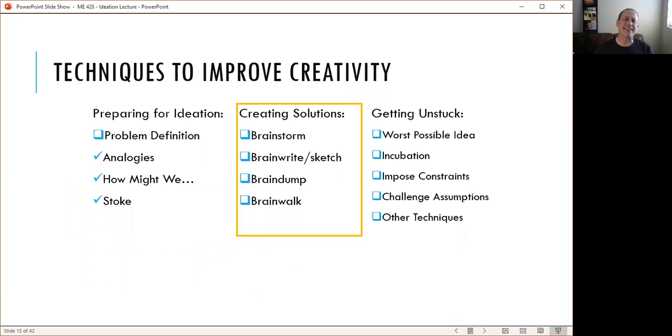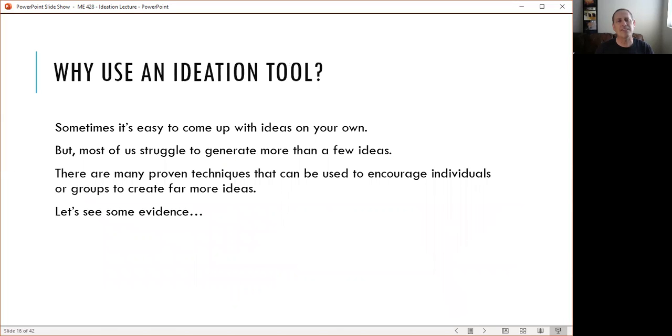Okay, so let's start talking about the techniques themselves. The four common ones that I'm going to walk through here are brainstorming, brain writing or brain sketching, variants of the same thing, brain dumping, and brain walking. So brainstorming, before we even go into that, let me talk about why we're doing this. Why not just come up with ideas? Well, number one, if you've got ideas, write them down. The idea is good regardless of where it comes from, right? The problem is, if we have no technique, most of us can only come up with a few ideas. And that means we're probably leaving some really great ones out, unstated.